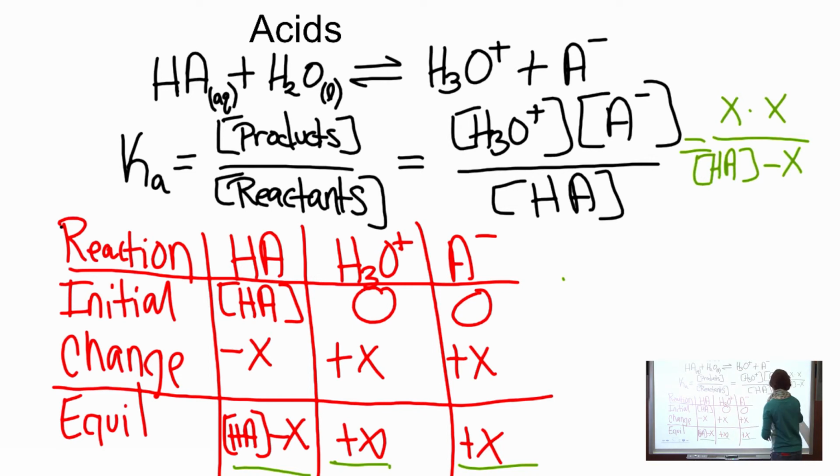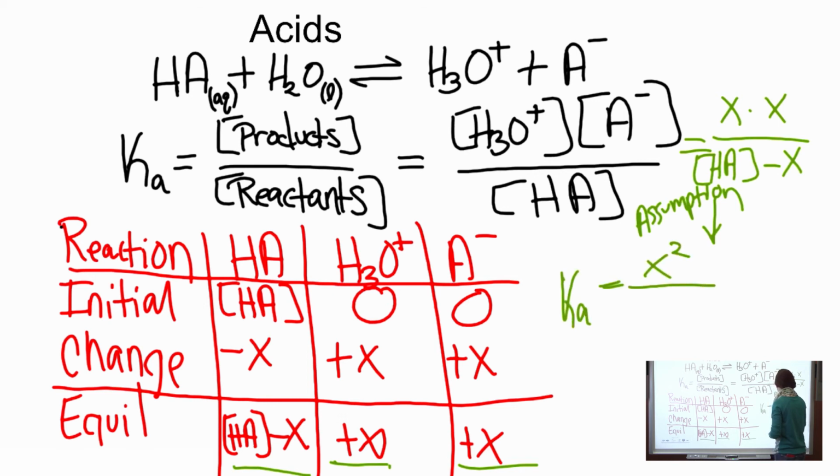So to simplify this equation and make it a little bit easier to solve, we're going to come down here and say that Ka is equal to X squared over HA. So then we simply solve for X and plug that back in here, and then we can find the final concentrations of your acid, your hydronium, and your anion after you've dissociated your acid in water. So hopefully that helps.